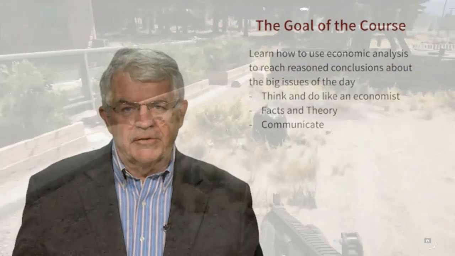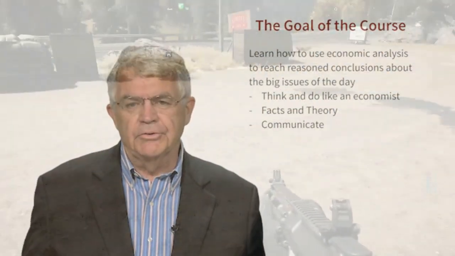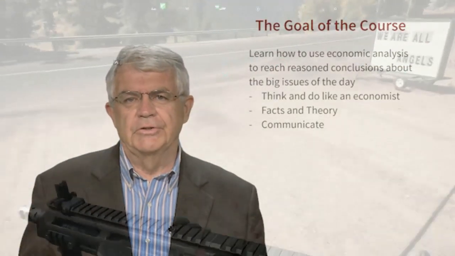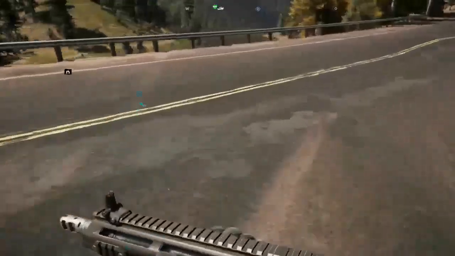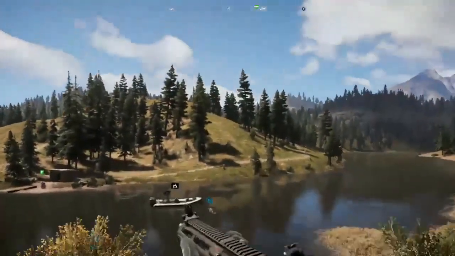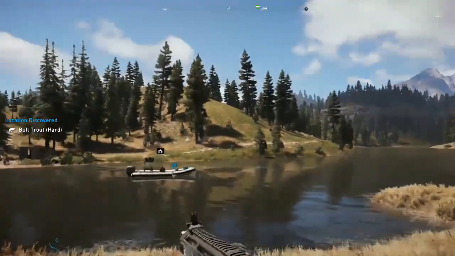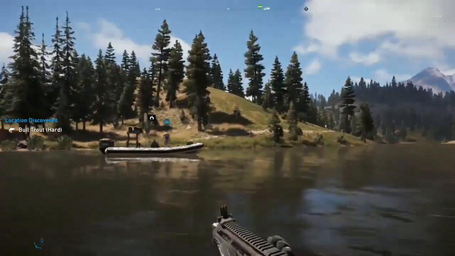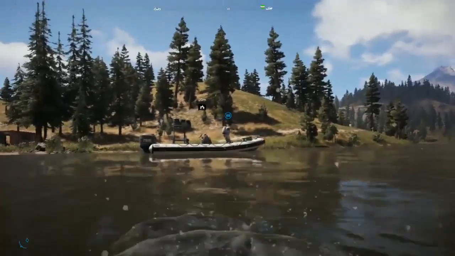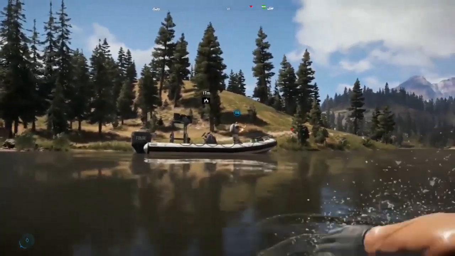I'd like to think of it as you want to learn to use economic analysis to address the really important, interesting issues of the day, and to use that analysis to get some really concrete conclusions about what policy should be or what's really going on. You read about these ideas or concepts in the newspaper all the time, but here we'll learn to apply economic ideas and theory to them.